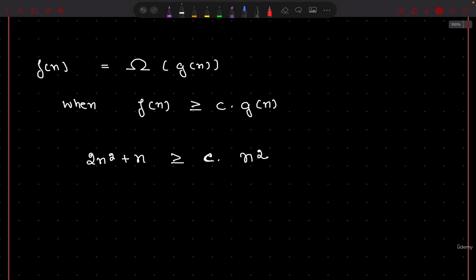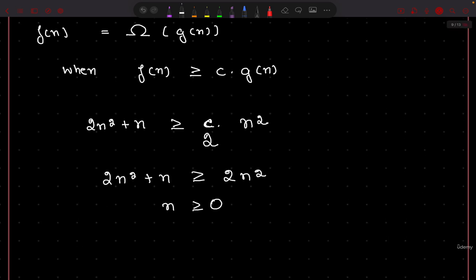So for that particular c, we can take c is equal to 2, and then we can say that hey, now this 2n square plus n is surely always going to be greater than my 2n square, okay? And we can find the value of n as well, where n is going to be greater than or equal to 0. Of course, n should always be greater than or equal to 0. The reason for that is you will be having some input, right? That is how we are defining it.